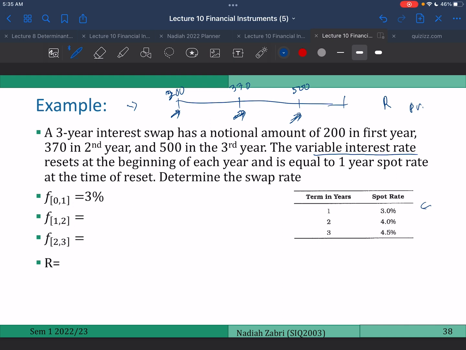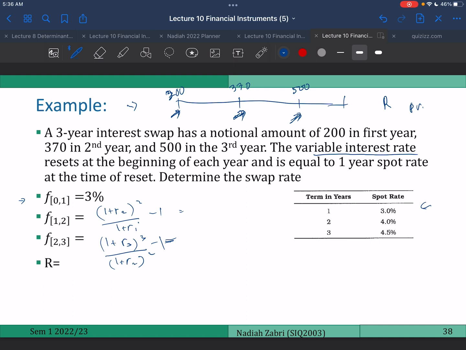So the first one is easy. Forward rate for the first one is just the same as the first 1 year spot rate. For the second one, it will be (1 plus R2) squared over (1 plus R1), minus 1. So that will be the first forward rate. And then this one, (1 plus R3) to the power of 3 over (1 plus R2) to the power of 2, minus 1. That will be our second forward rate.